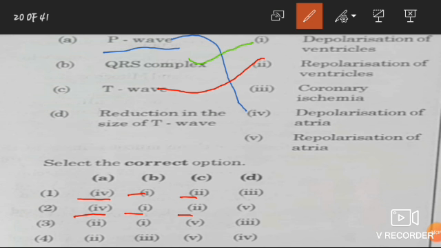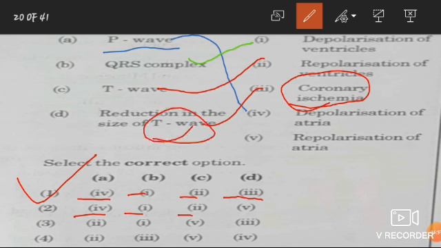Now we have to see the option D, that is reduction in the size of T wave, and that matches with coronary ischemia, that is D with 3rd. So the answer of this question is option number 1. As we had discussed, in coronary ischemia there is a reduction in blood flow, so that is related with the T wave. The size of the normal T wave gets reduced in the case of coronary ischemia because there is a reduction in blood flow. So the answer of this question is option number 1.